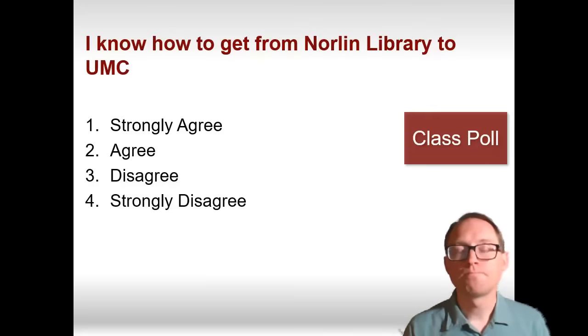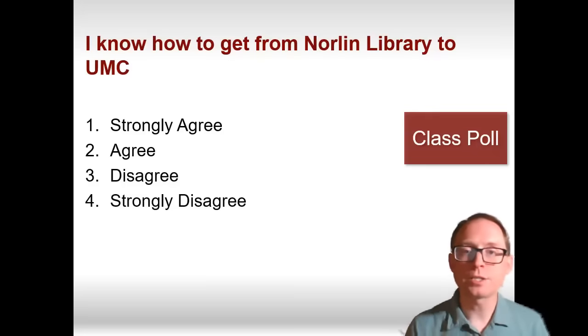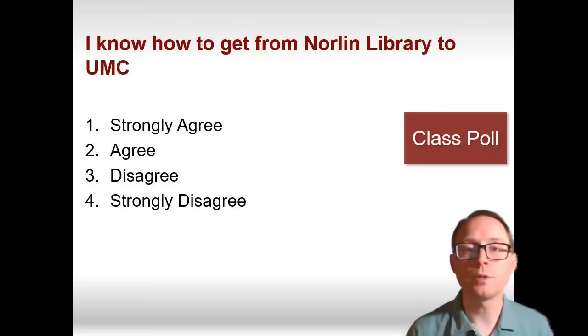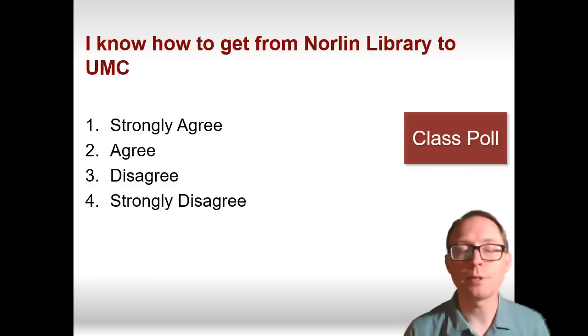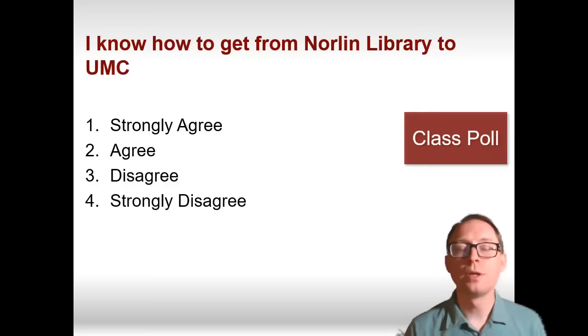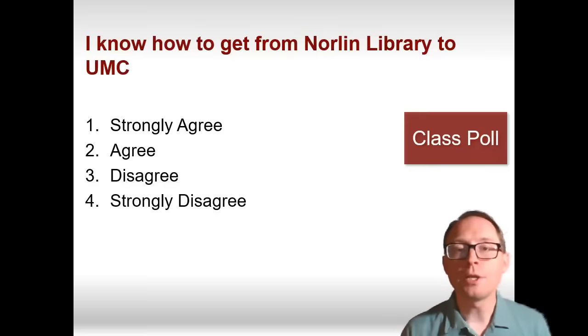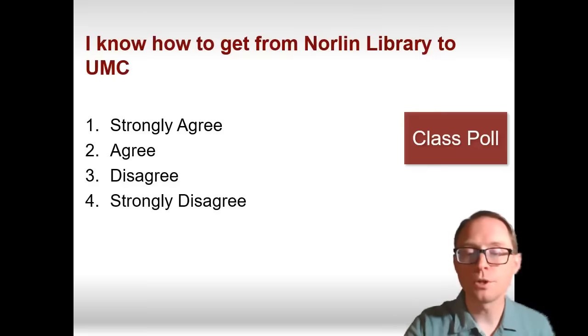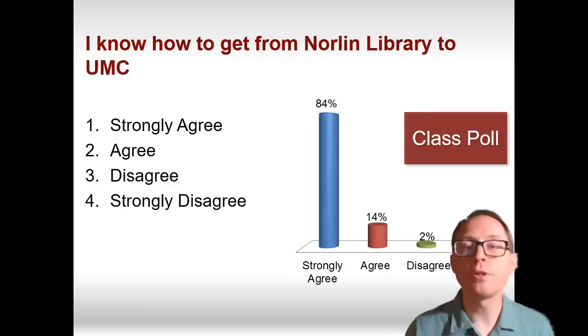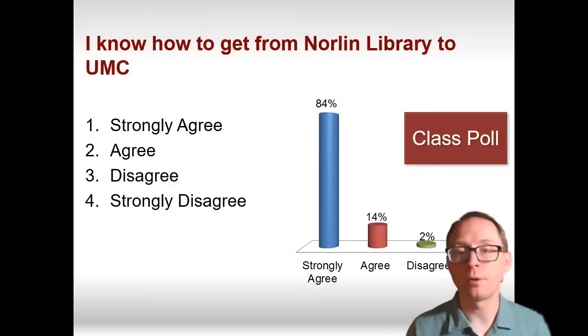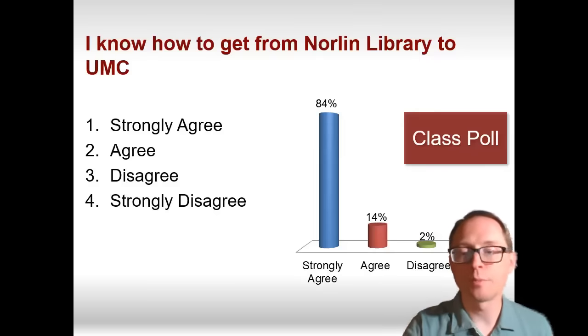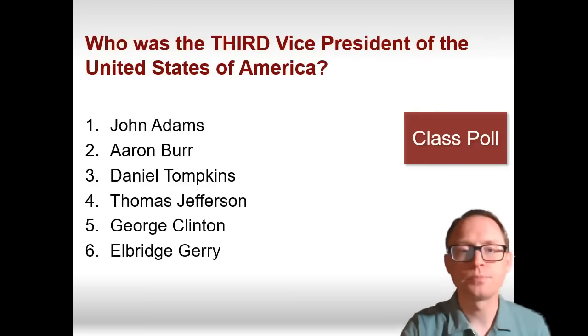Okay. We're going to do an example. Now, this is an example for CU Boulder. Norlin Library is the main library on campus. UMC, that's the student union. So let me know if you'd be able to get from the library to the student union. So here's what we're going to do. We're going to talk about putting things into your long-term memory. Now, when I ask this at CU Boulder, most everybody says yes, they can do this.